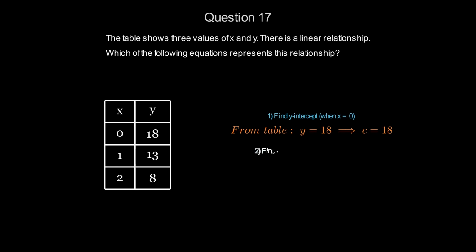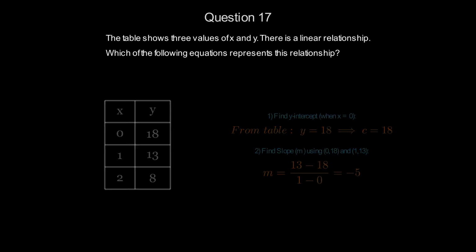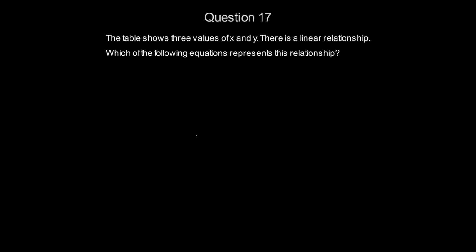Next, let's determine the slope by looking at how y changes as x increases by 1. As x goes from 0 to 1, y drops from 18 to 13, which is a decrease of 5. This means our slope is negative 5. Putting it all together into our slope-intercept form gives us y equals negative 5x plus 18.